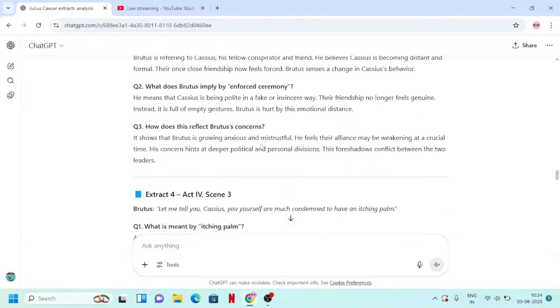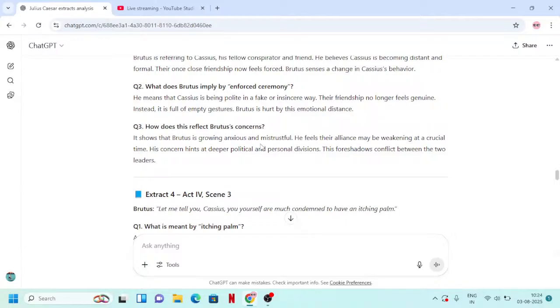Third question, how does this reflect Brutus's concerns? It shows that Brutus is growing anxious and mistrustful. Meaning he is worried, he is not confident in his friends, and he feels their alliance may be weakening at a crucial time, because it is a crucial time. After that they are going to fight against their enemies. So his concern hints at deeper political and personal divisions.